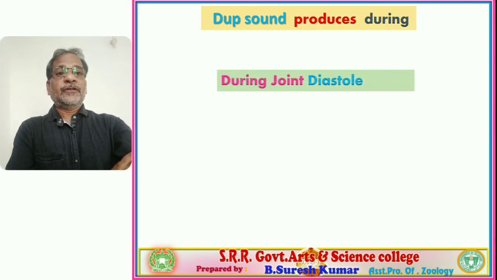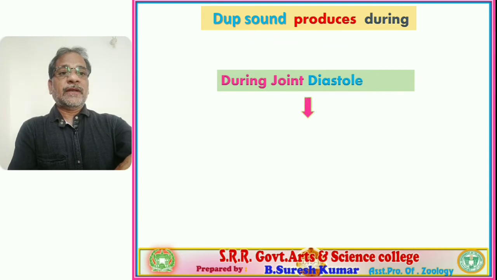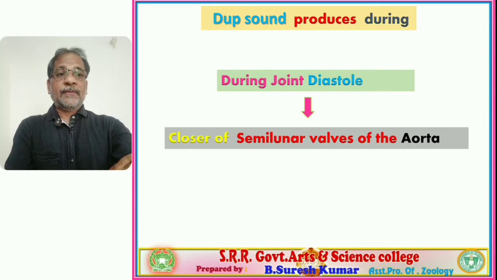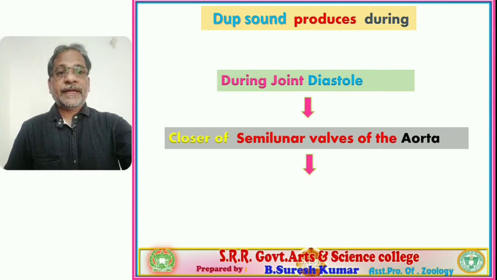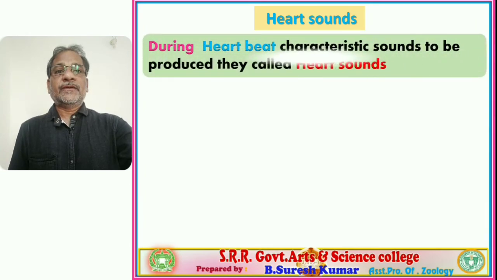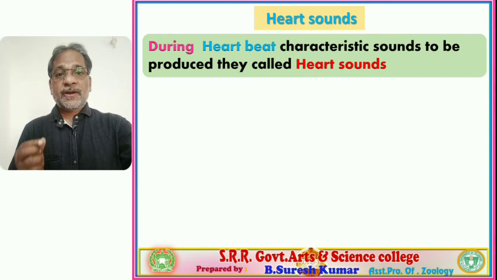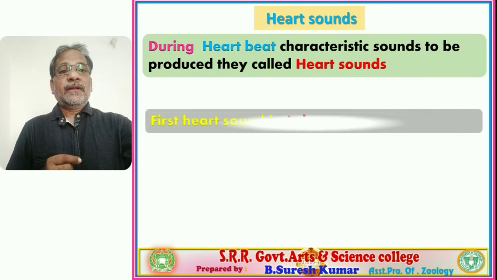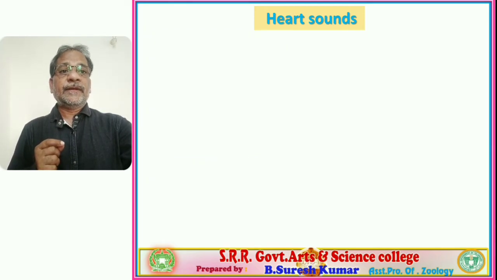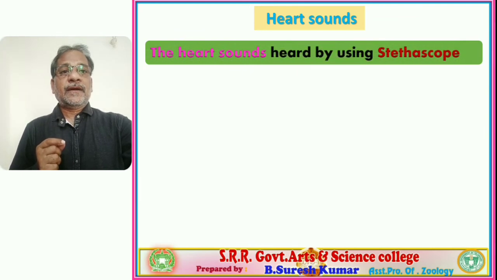Let us see, the dub sound is produced during joint diastole, at the time of closure of the semilunar valves present at the base of the aorta. That gives rise to the second heart sound. That is lub, dub, lub, dub. The characteristic sounds produced during the heartbeat are called heart sounds. The first heart sound is lub, the second heart sound is dub.